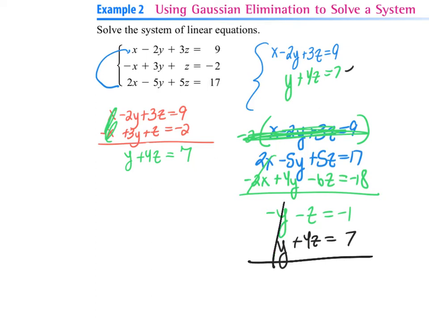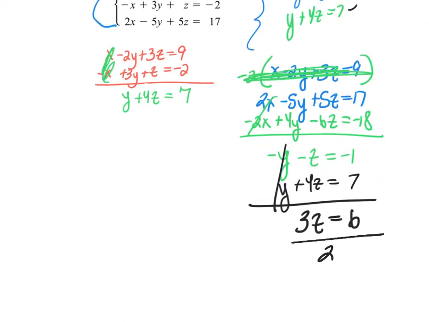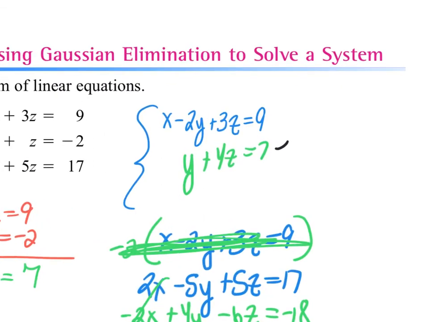So I get negative z and a positive 4. So it's 3z equals how much? 6. Then what? Divide both by 2. So z equals 2. Guys, have I solved this?